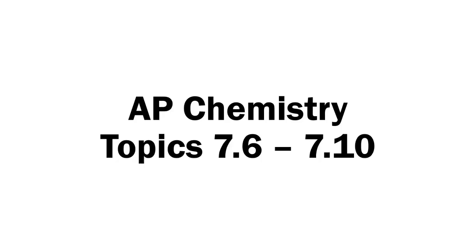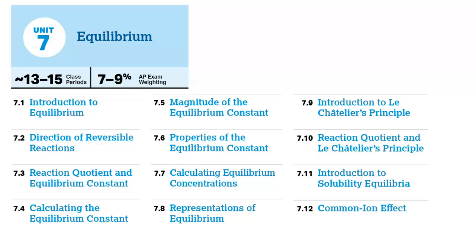These are the answers to the AP Chemistry packet that covers topics 7.6 to 7.10. On this slide, you can see Unit 7 at a glance. Unit 7 is entitled Equilibrium.